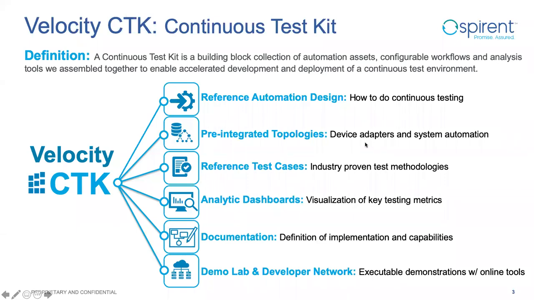So components: what comes in the continuous test kit? What we're really focusing on here is a reference automation design. For some of our customers, this is a bit of a mystery. We really want to focus on giving them the capabilities of deploying continuous test environments. Integrated topologies: again, this is about having all the device adapters and system automation that they would require. Reference test cases: again, we want to deliver these proven test methodologies and industry standards. We'll see some of those today with the Wi-Fi solution.